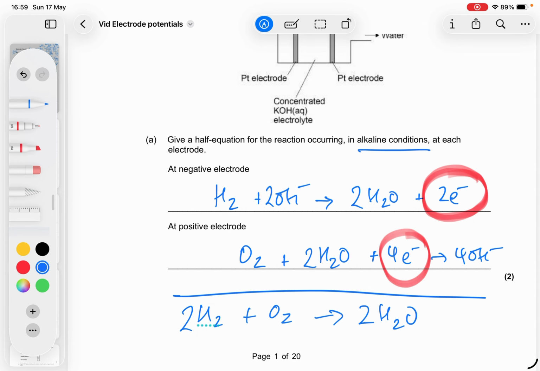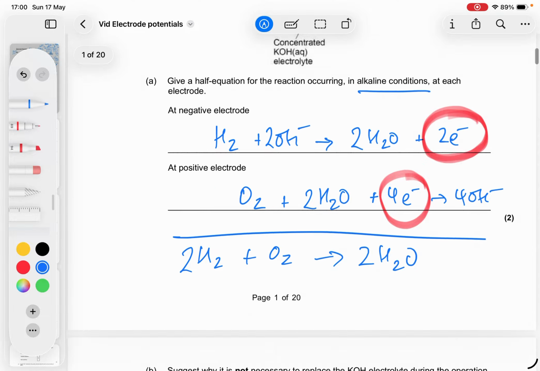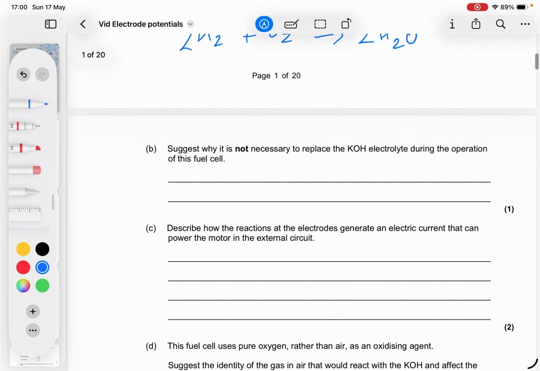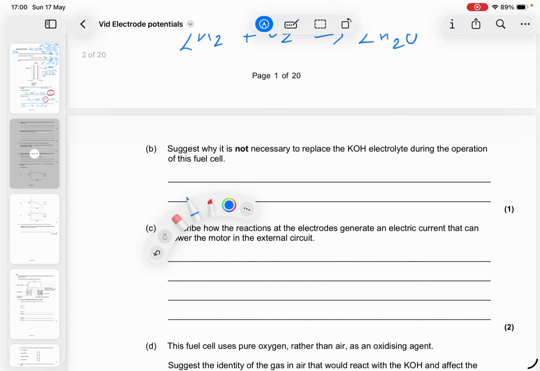Whether you have the hydrogen fuel cell under acid conditions, or the hydrogen fuel cell under hydroxide conditions, both will produce water as your product. And the hydroxide ions that are produced in one half equation will be used in the other half equation. So that basically is the reaction that is occurring.